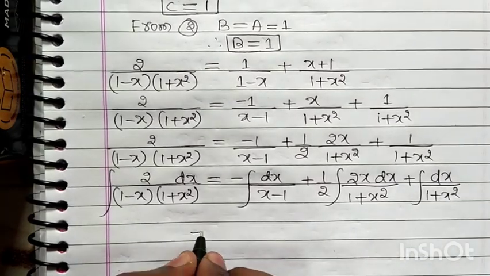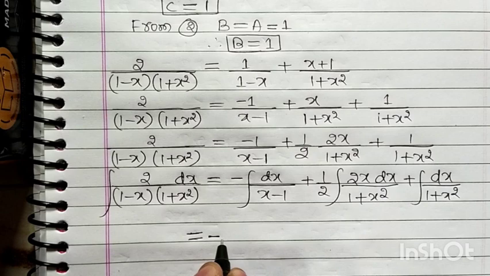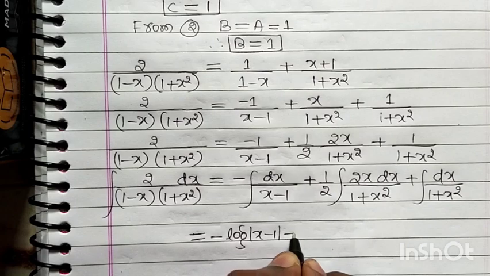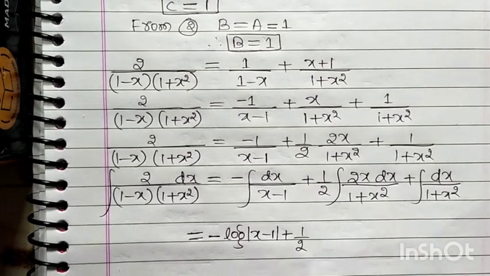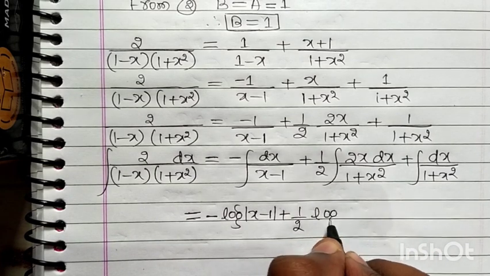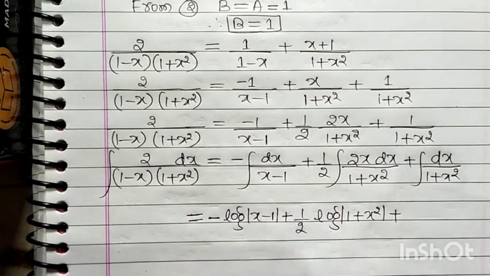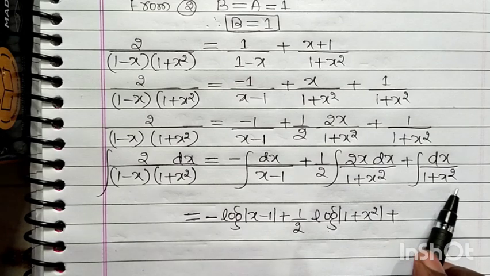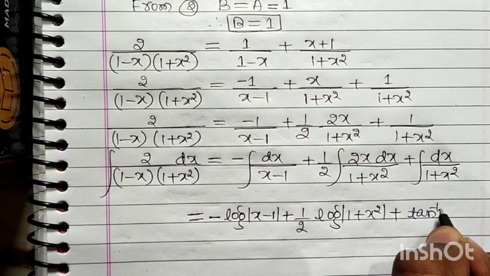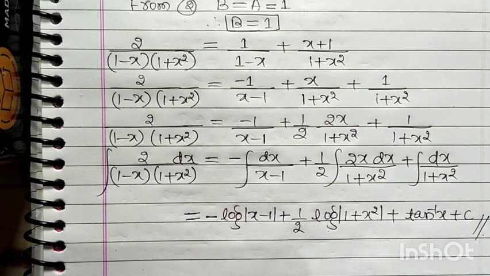So now we have to integrate all these three with respect to x. We get minus log mod (x minus 1) plus 1 by 2. So this is in the form of f dash of x by f of x. It is log mod f of x, that is (1 plus x square), plus, so integration of dx by (1 plus x square) or (x square plus 1) is nothing but tan inverse x, plus c. So this is the final answer for the 13th problem.